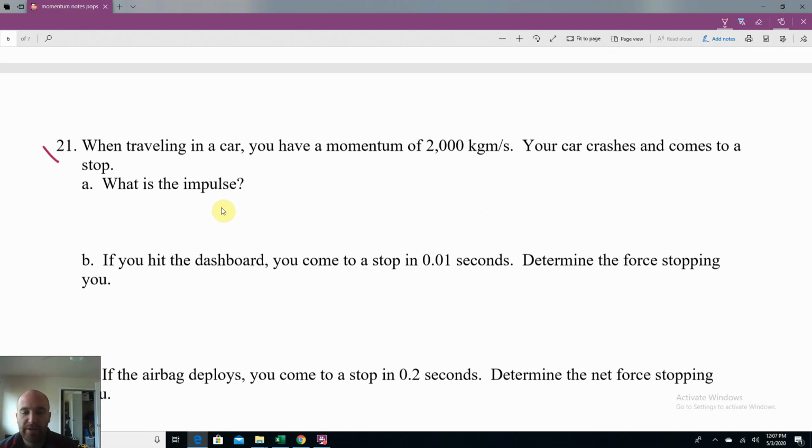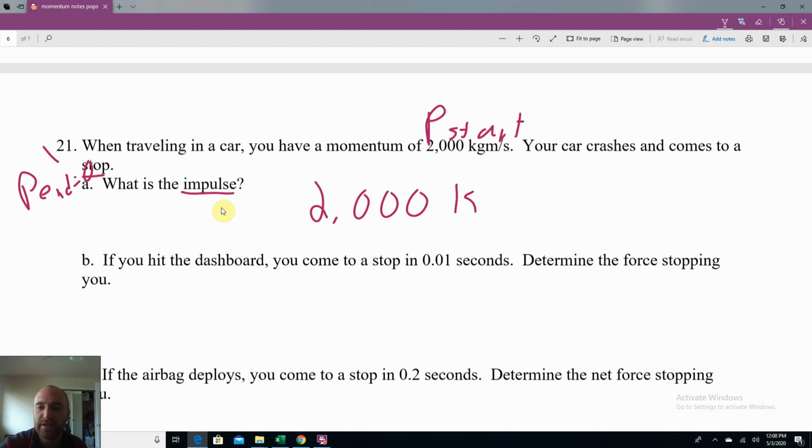In a traveling car, you have a momentum of 2,000 kilogram-meter per second. Your car crashes and comes to a stop. What is the impulse? Well, in order to answer that, let's figure out what impulse means. Impulse means change in momentum. So if you start with a momentum of, let's just call it P start, of 2,000, your car crashes and comes to a stop, which means that P at the end, or your final momentum, is 0. If you go from 2,000 down to 0, I think your change was 2,000. So the answer to this question is actually just 2,000 kilogram-meter per second.